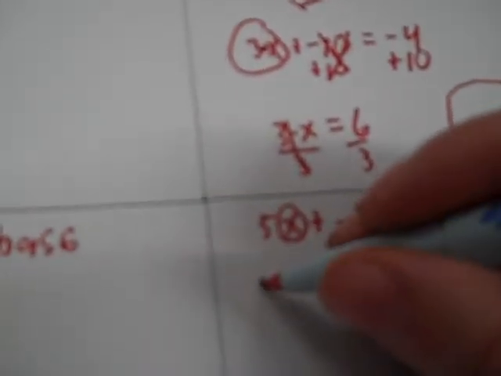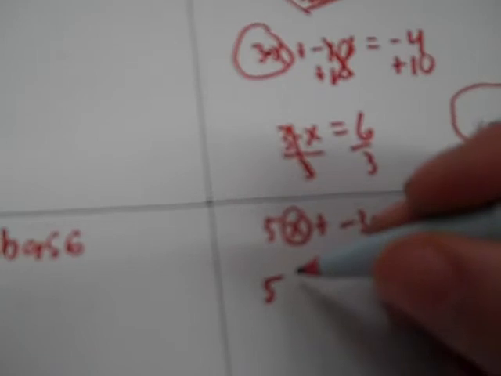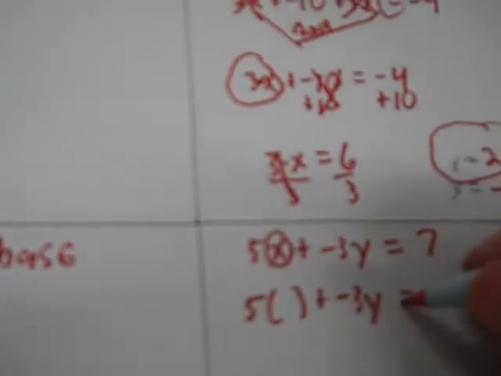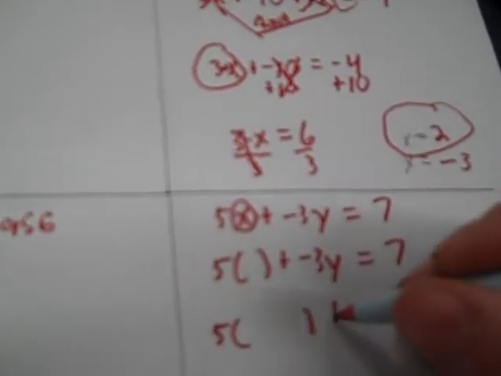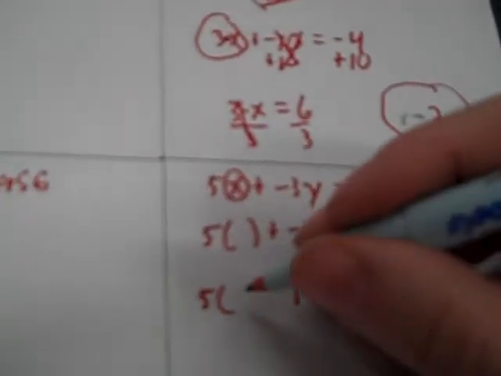So I've got 5, make an empty parentheses in place of what you circle, plus negative 3y equals 7. Now just make that parentheses a little bit wider. 5 parentheses plus negative 3y equals 7. And in that parentheses, I put what x is equal to, 1y plus 9.